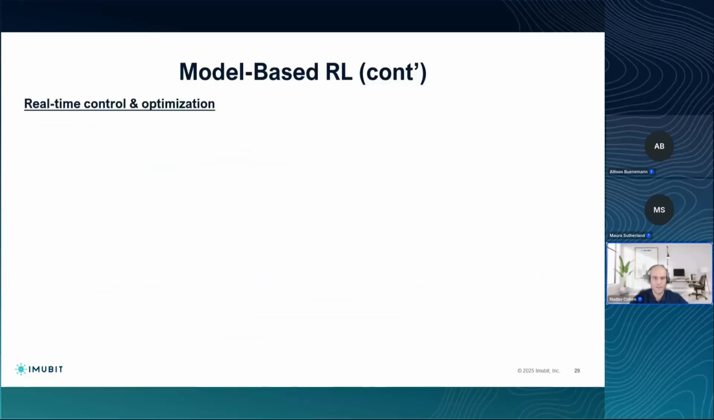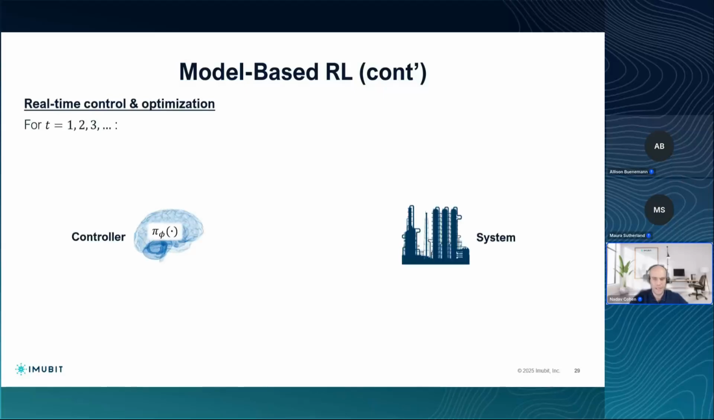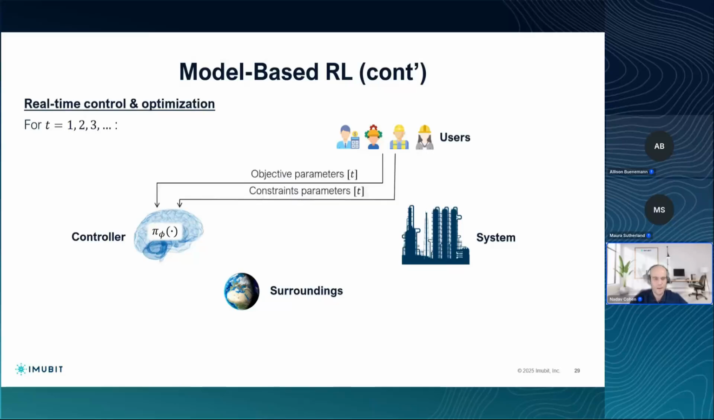How does the real-time control and optimization look like? At every time step, I have my controller, I have my system, I have the surroundings, and I have the users, the domain experts, the operators, and the engineers. The users determine the objective parameters and the constraints parameters. The system produces the CVs, the surroundings produce the DVs, and the controller produces the MVs, and that's it. After another time step, this happens again and again and again. So it's very simple, very efficient.